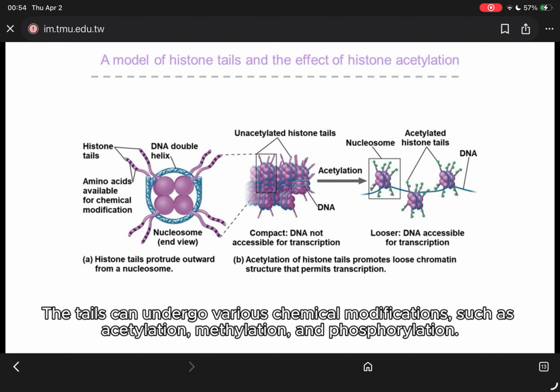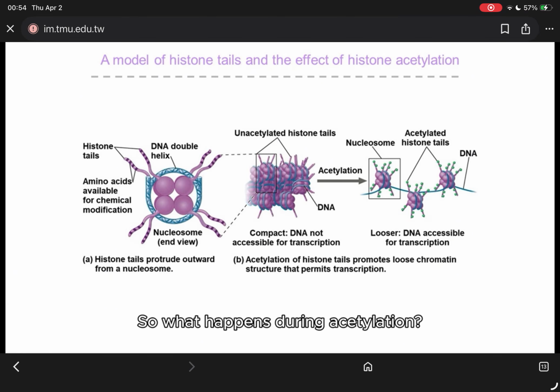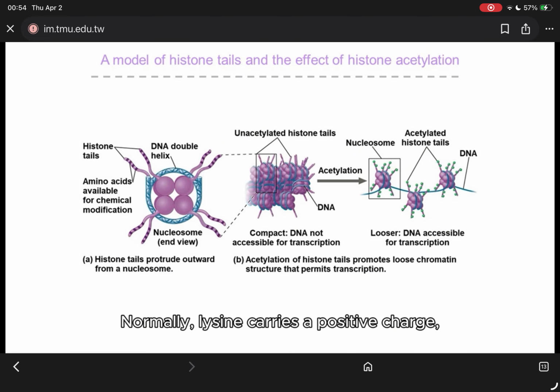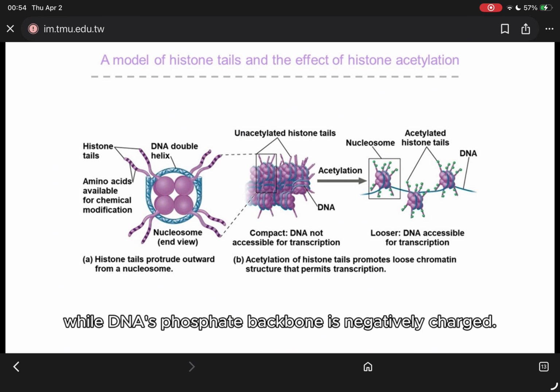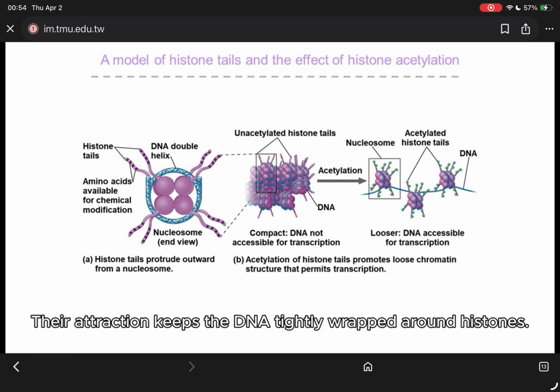The tails can undergo various chemical modifications, such as acetylation, methylation, and phosphorylation. Among these, the most classic and most frequently tested is histone acetylation. So what happens during acetylation? This modification usually occurs on the lysine residues of histone tails. Normally, lysine carries a positive charge, while DNA's phosphate backbone is negatively charged. Their attraction keeps the DNA tightly wrapped around histones.